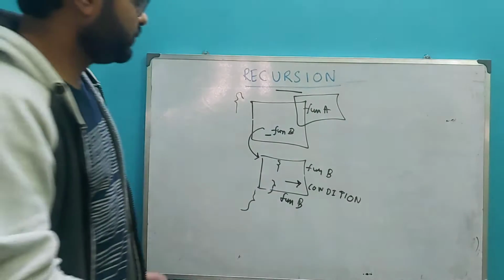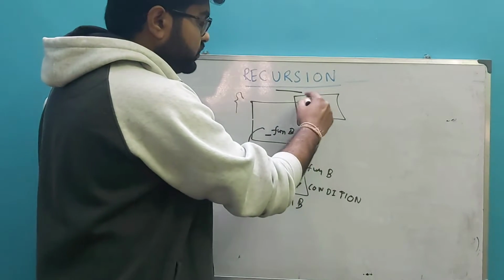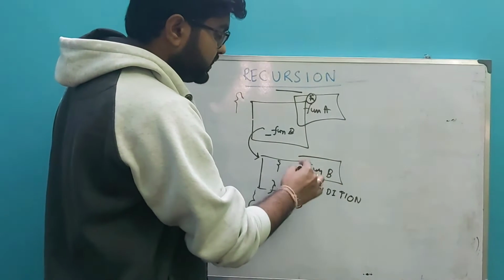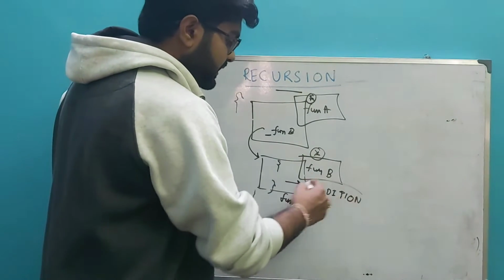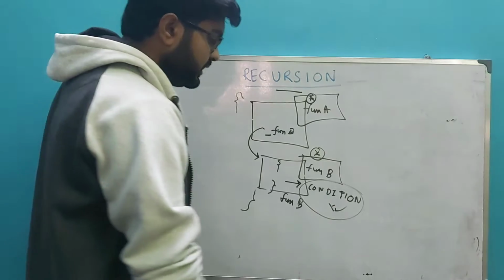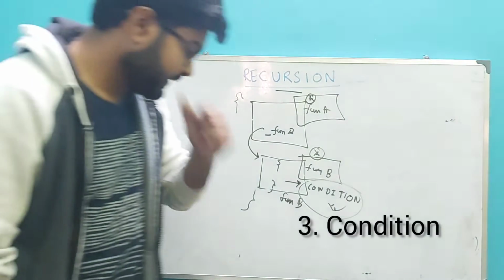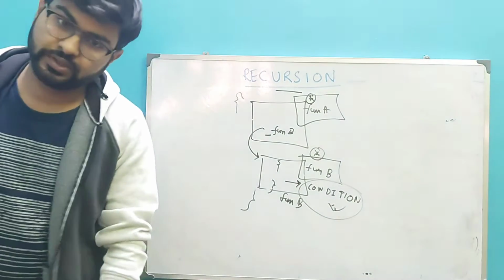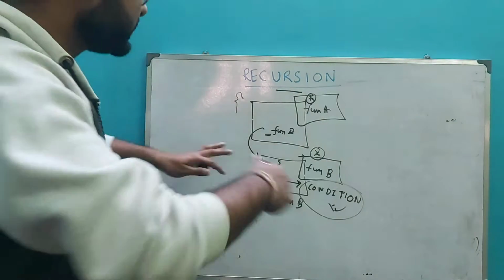So what are the bullet points? A function would be required to call the recursive method. The recursive method is the second bullet point, and the most vital thing is this one, the condition. Under the condition, the statements would be there. This is the whole science behind recursion.